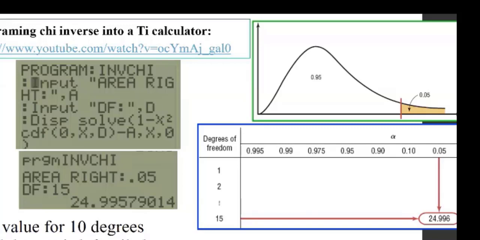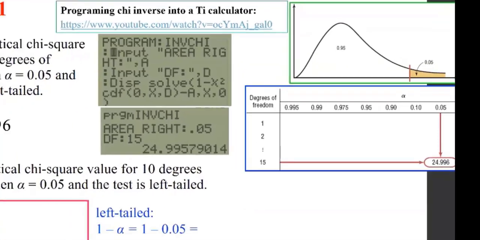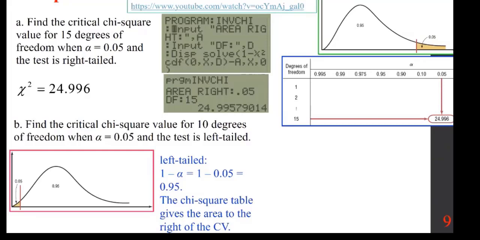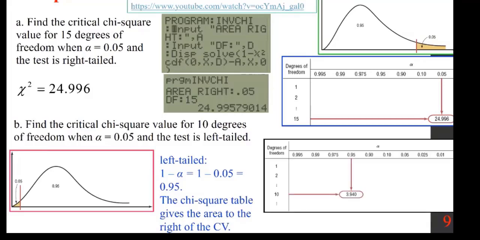In the second case, the degrees of freedom is again given. It's 10, alpha is 0.05, but this time it's left tail. Therefore, the area to the right is 0.95. If you want to do the reading, take a look. You have to look at the area, which is 0.95. I can't emphasize this enough. This is because of the way the table works. So the answer is 3.940.